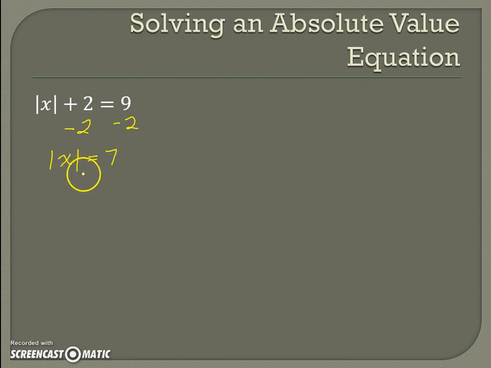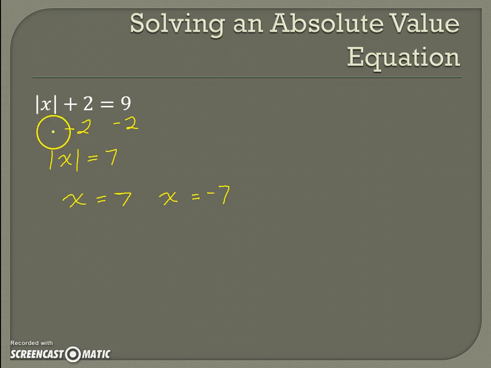When you have these absolute value equations, you're going to get in the habit of making one positive, and then you'll make one negative. All right, so absolute value equations typically have two solutions. More often than not, they have two solutions. There are specific instances when there's only one solution, but for this it's two. So I have x equals 7, x equals -7.